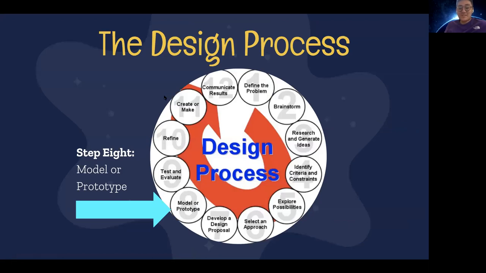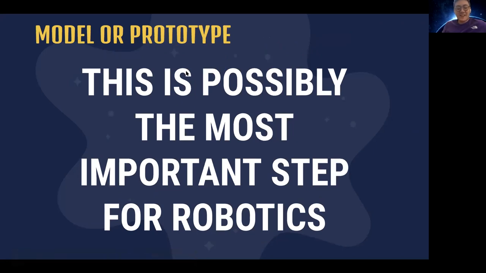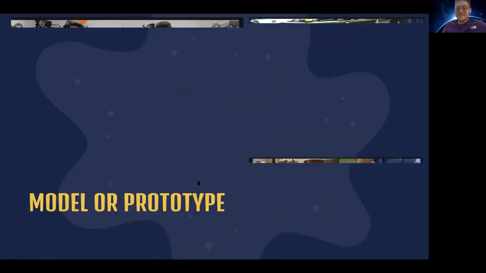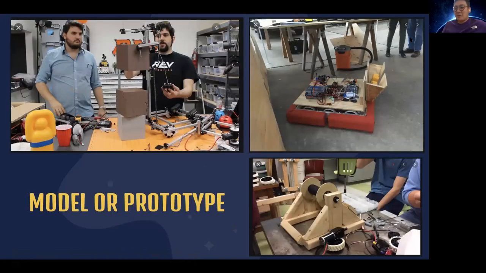The next step is probably the most important thing that you will want to follow. It's modeling or prototyping. Let's see. So yeah, I wrote this down. This is possibly the most important step for robotics. A lot of teams don't do this. So why is this important? Because one year, maybe my first year, we didn't do any prototyping, we didn't do any modeling. We just said, hey, let's just build.